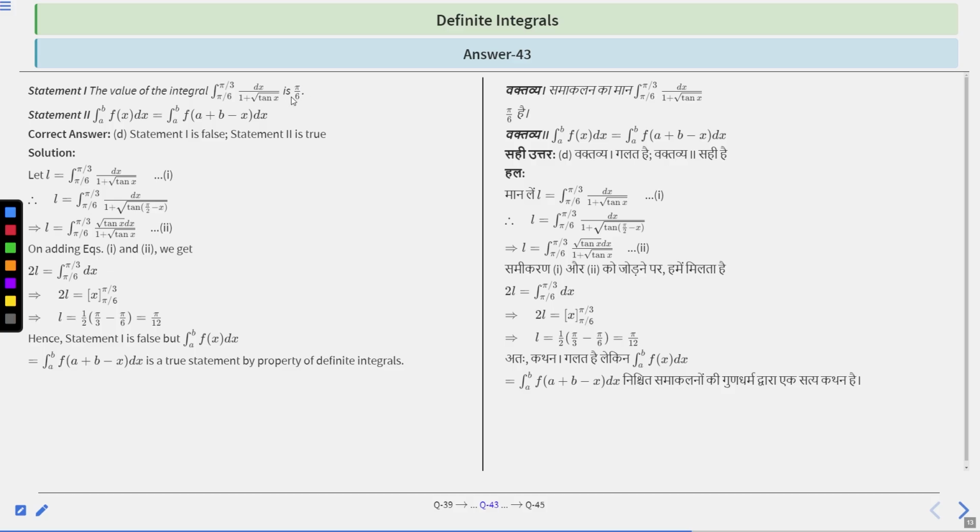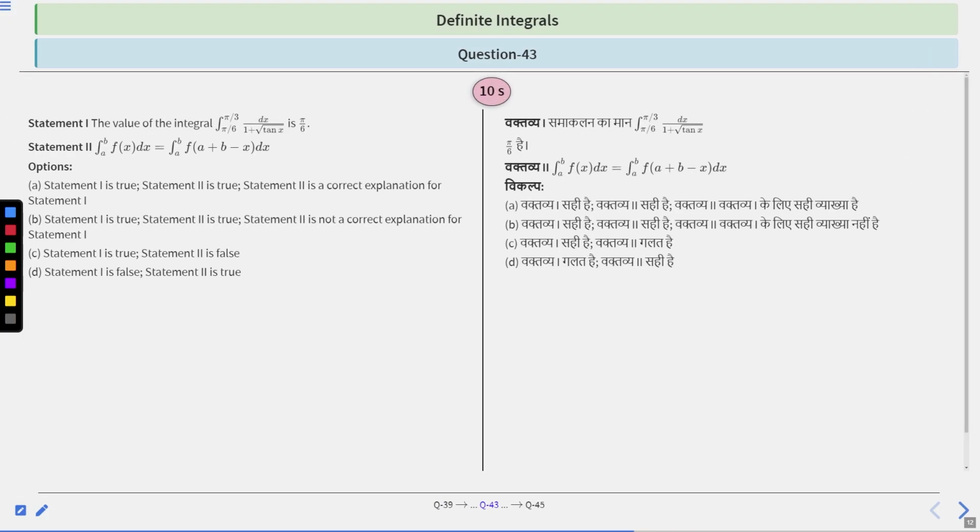But here the statement says that it is pi by 6, hence statement 1 is false. But the statement that the integration of a to b f(x) dx is equal to the integration of a to b f(a plus b minus x) dx is true, by the property of definite integrals, right? Therefore option D is the right choice. Statement 1 is false and statement 2 is true.